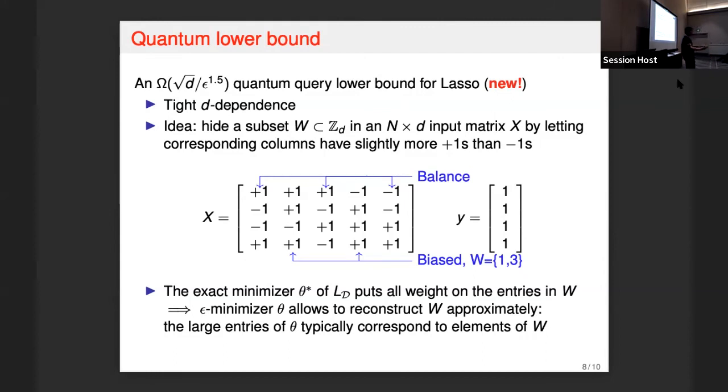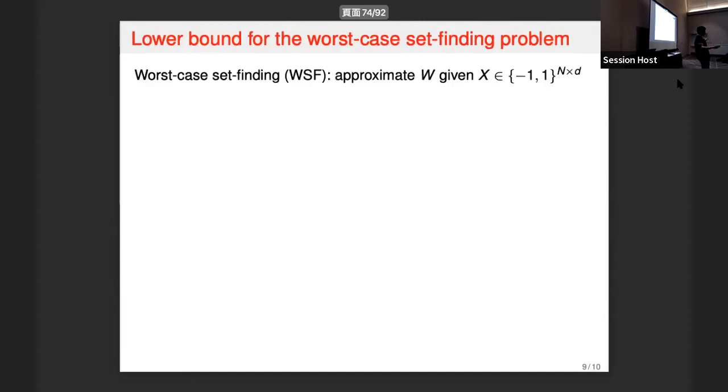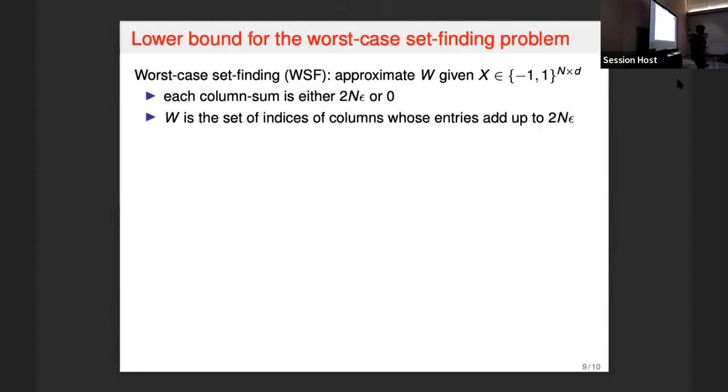So to show a lower bound for the epsilon Lasso solver, it suffices to show a lower bound for this set finding problem. Okay, so now here is our trick for showing the lower bound for the worst case set finding problem. Let's again see the definition of this problem. We want to approximate an index subset capital W such that, for the input capital S, each column sum is either capital N or balanced, that is 0. And capital W is basically the set of indices of columns whose entries add up to capital N.